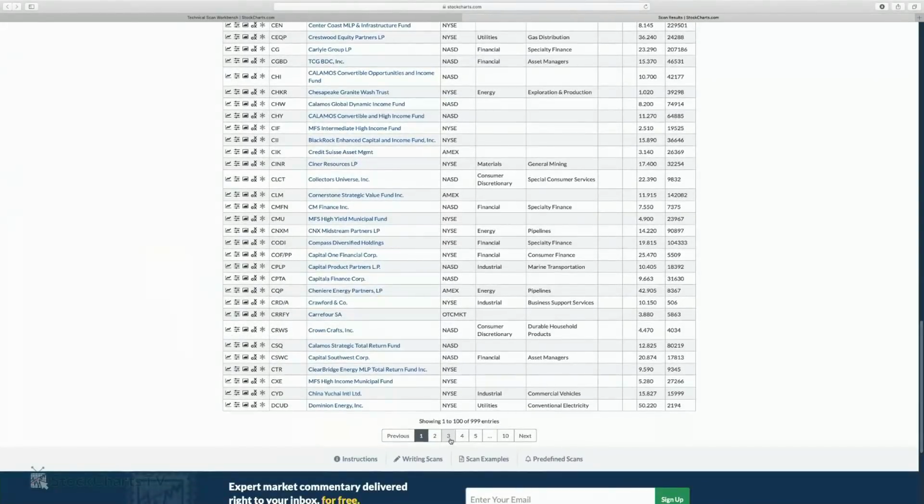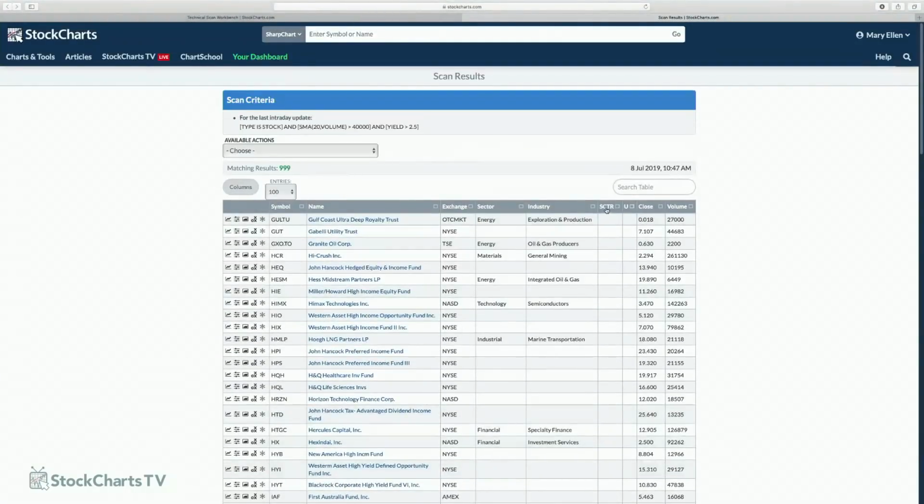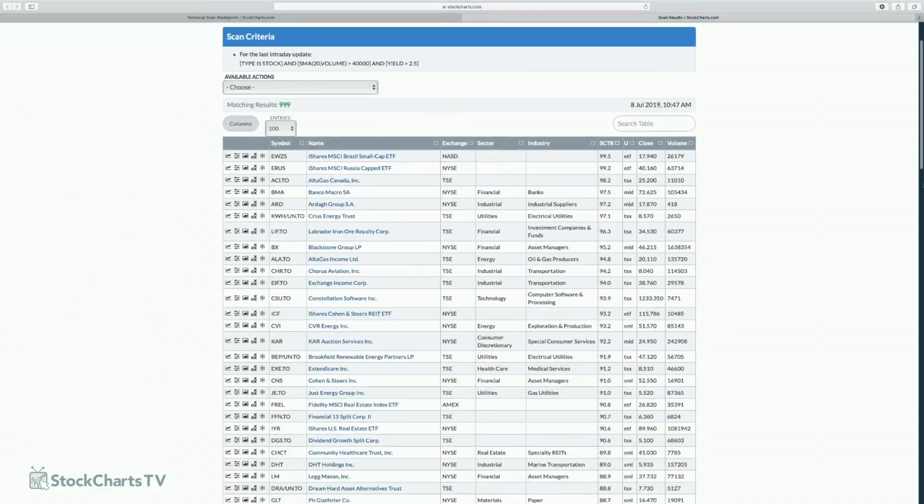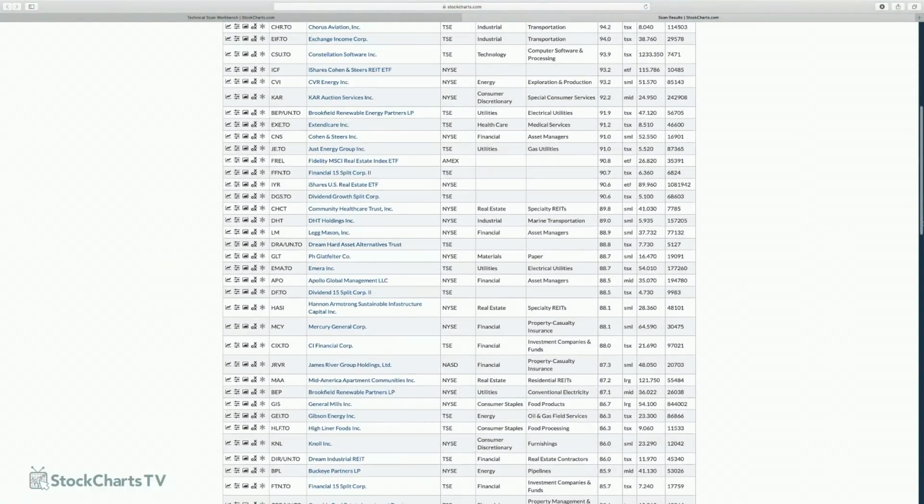Now, let me just go ahead here and see. I'm going to go back to that scooter rating because that's going to be a bit more powerful. And then from here, we can quite simply just eyeball and see whether it is a large cap stock or not.